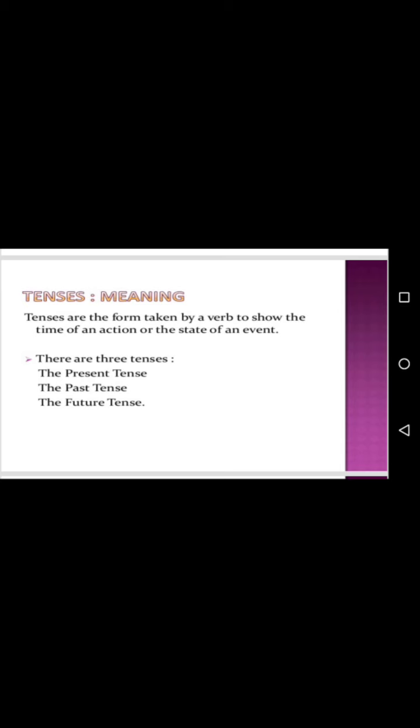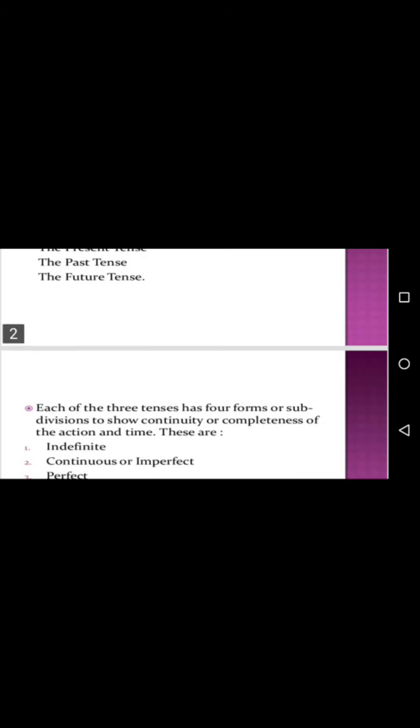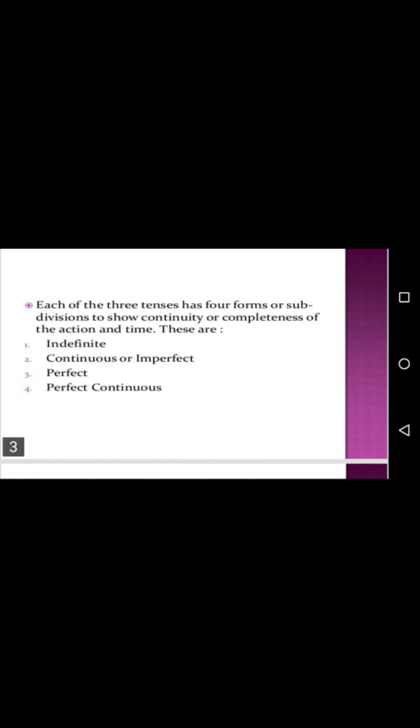It means that whenever we are talking about tenses, we are talking about the time when the action took place in a sentence, and these are of three main kinds: present tense, past tense, and future tense. Each of the three tenses has four forms or subdivisions to show continuity or completeness of the action and time.